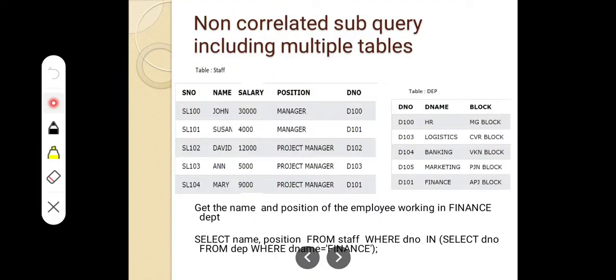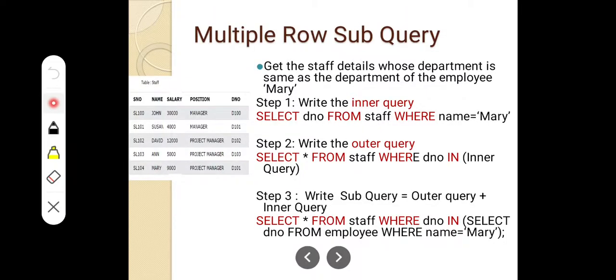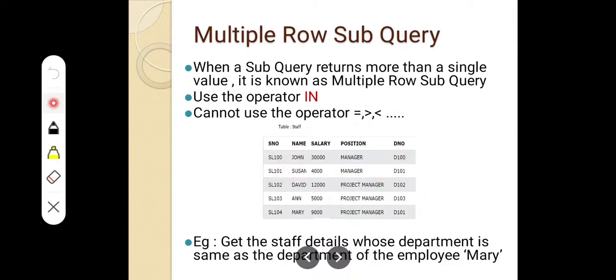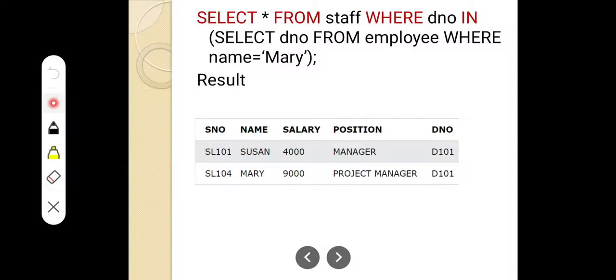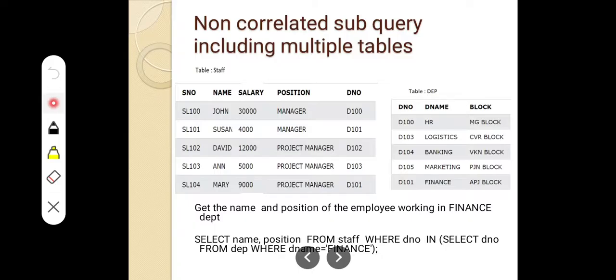Okay. Now the next concept is the non-correlated subquery which involves multiple tables. In the previous two queries we just retrieved values from a single table. What if we have multiple tables and we require multiple tables to get the required information? We have already seen these concepts in the join. Instead of the join operation, we can very well use this nested query.